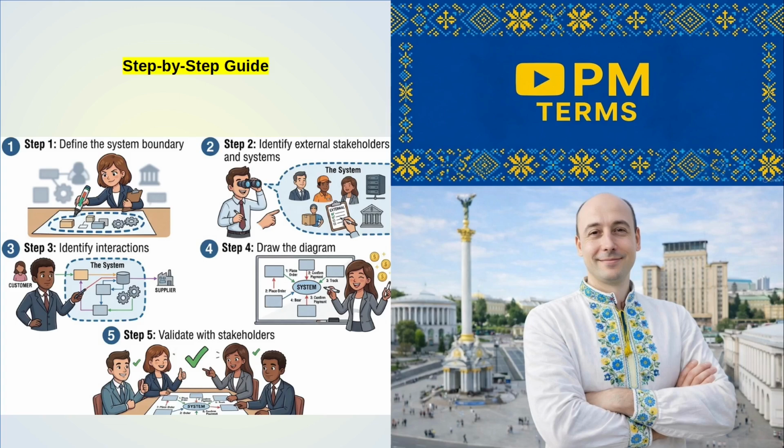Step 4. Draw the diagram. Place the system in the center. Surround it with external entities. Connect them using clearly labeled data flows. Step 5. Validate with stakeholders. A context diagram is not just documentation, it's a communication tool.